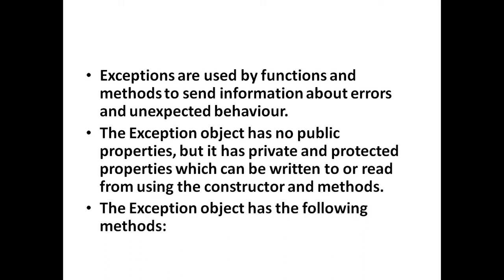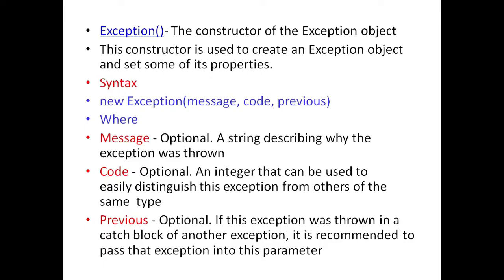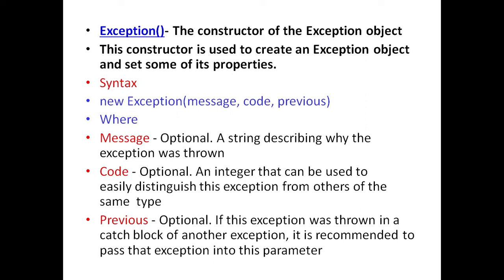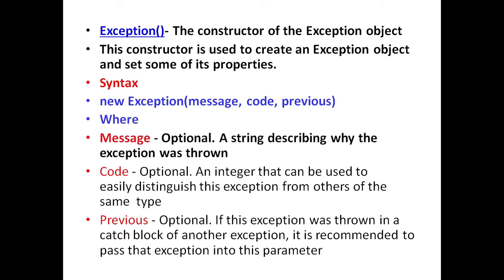The exception object has the following methods. First is Exception. This is the constructor of the exception object. This constructor is used to create an exception object and set some of its properties. General syntax is new Exception, and parameters are message, code and previous. Where message is an optional parameter. It is a string describing why the exception was thrown.